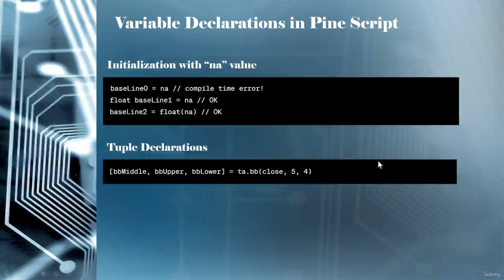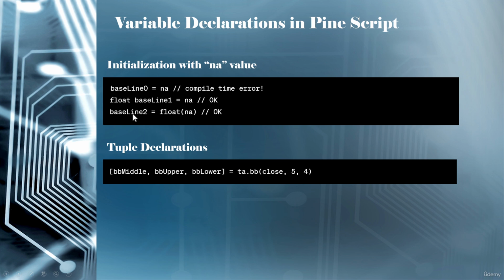Next, let's review how to initialize a variable with NA value. NA is a special value in Pine Script, which means not available value, or you can view it as no value yet. So we assign NA value to the variable like this. We specify the type of the variable, name, equal, and NA. Or we could skip specifying the variable type.